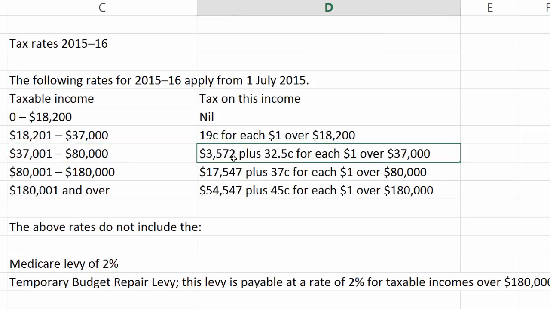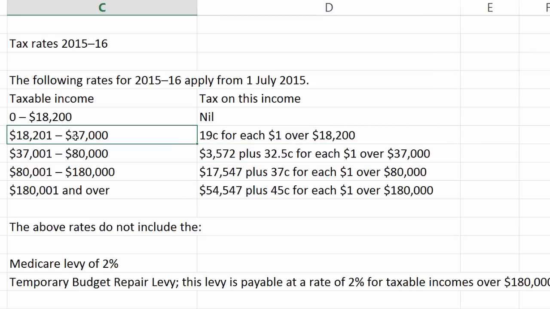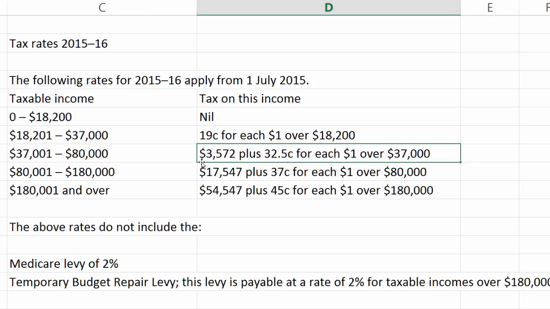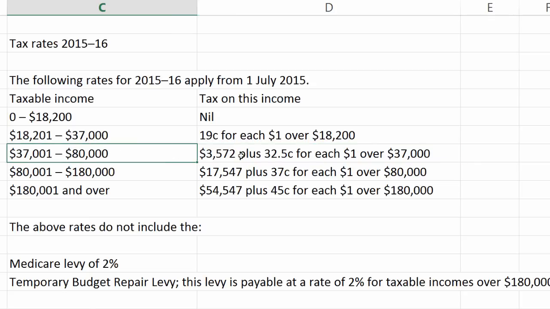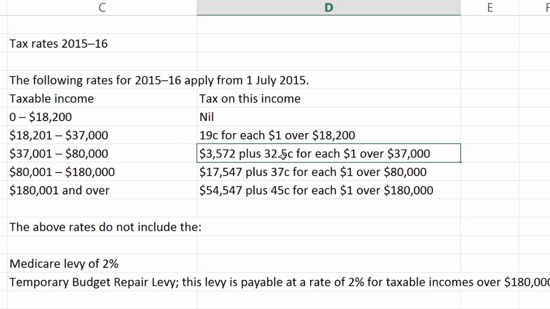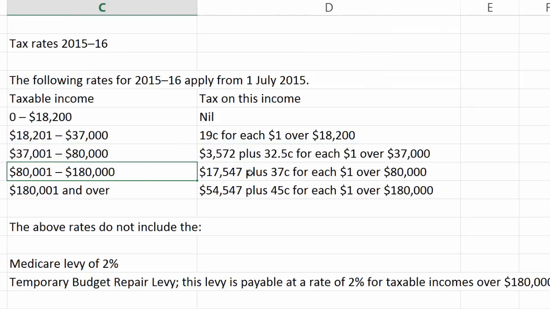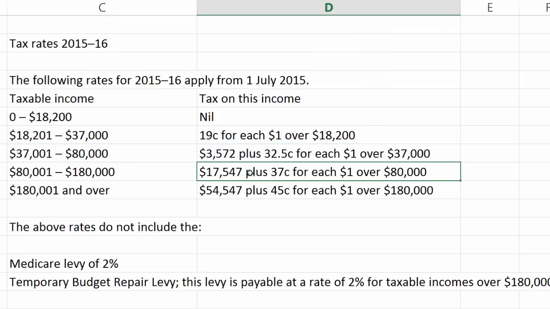Now this 3,572: if we multiplied 19 cents by the difference between 37,000 minus 18,200, you would see that that would equal 3,572. So between 37 and 80 grand, we're paying tax at 32.5 cents in the dollar, or percent. Between 80 and 180, 37 cents in the dollar.